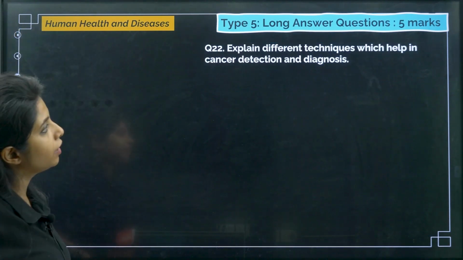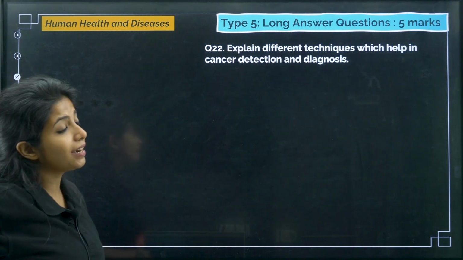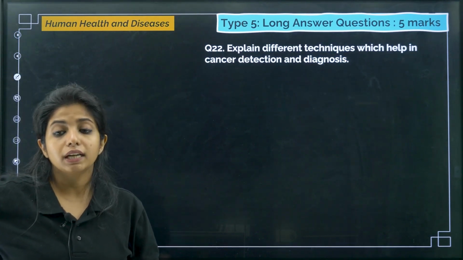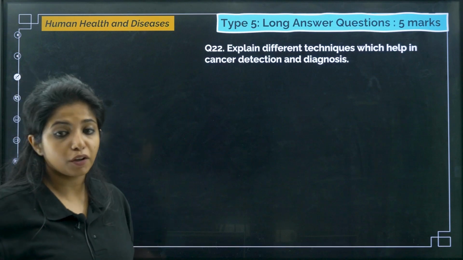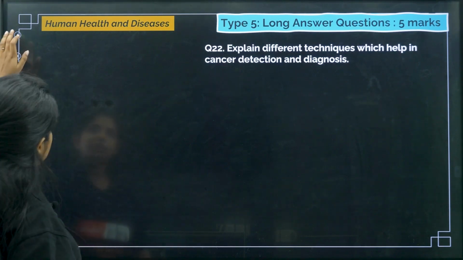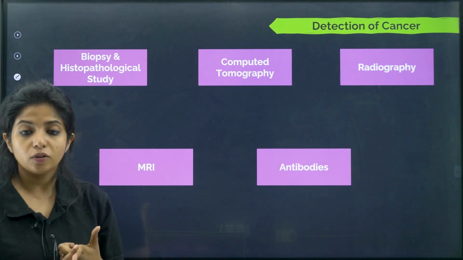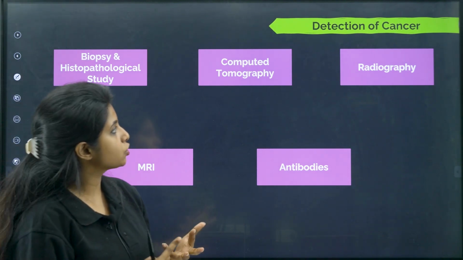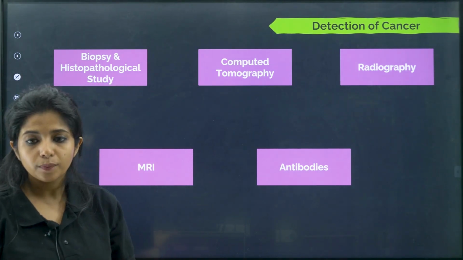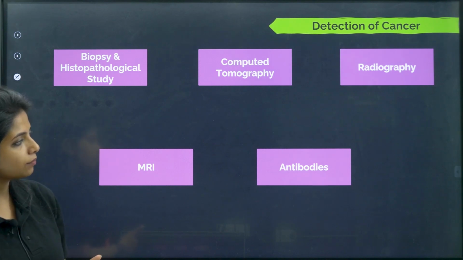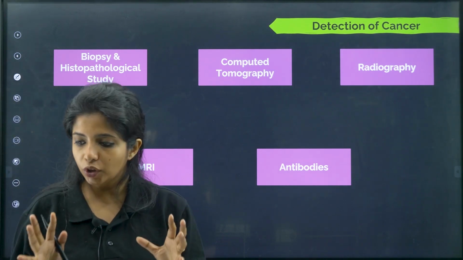Going ahead, explain different techniques which help in cancer detection and diagnosis. So what are the different techniques that help in cancer detection? This is a 5-mark question, so you have to answer accordingly. I'll explain it to you. You have these many techniques, my dear children. One is biopsy and histopathological study, second is computer tomography, third is radiography, fourth is MRI, and fifth is antibodies. So what do you mean by biopsy?